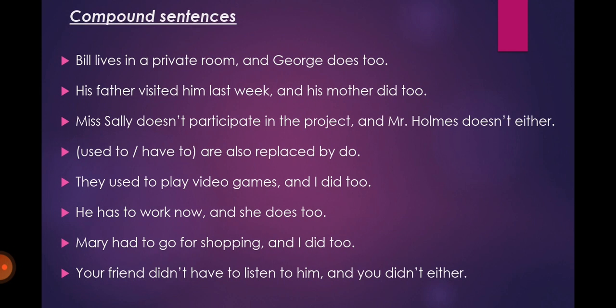فبالجملة الأولى والثانية استخدمت does و did حتى أعوض عن الauxiliary اللي هو ما موجود أصلا بالجملة. Miss Sally doesn't participate in the project and Mr. Holmes doesn't either. So I combined the sentences by using too with affirmative sentences and by using either with negative sentences.